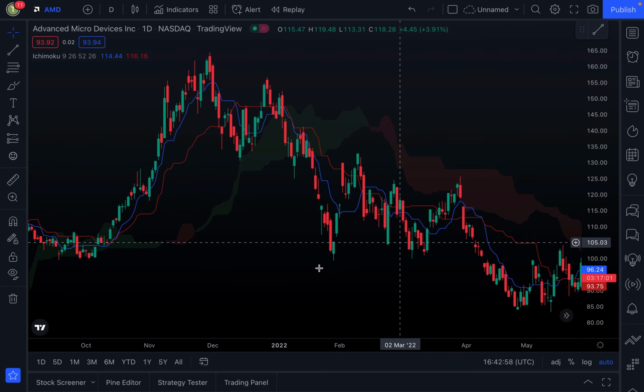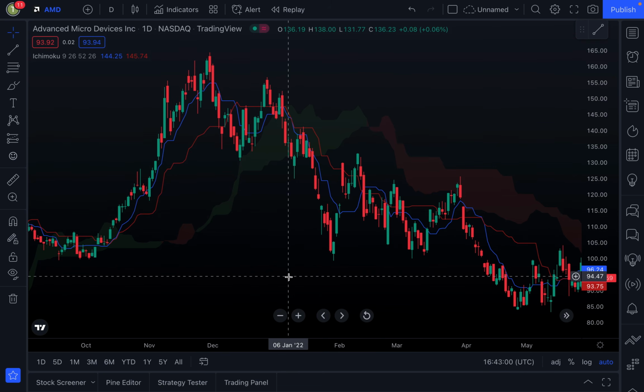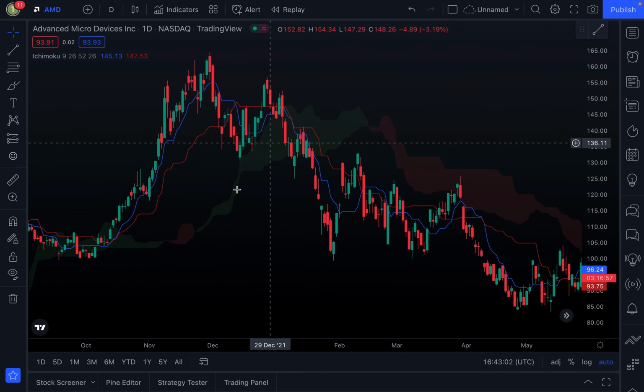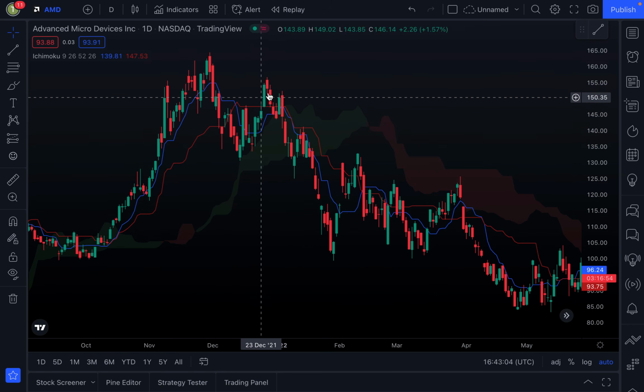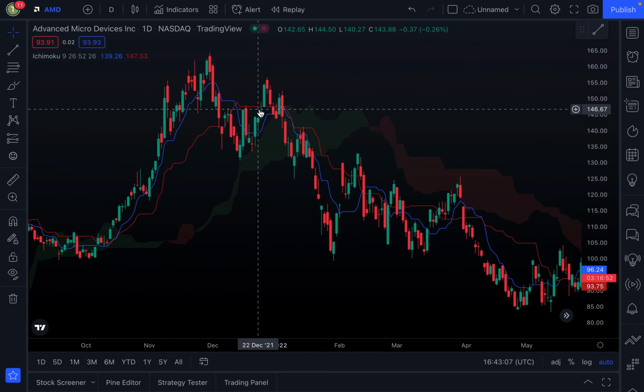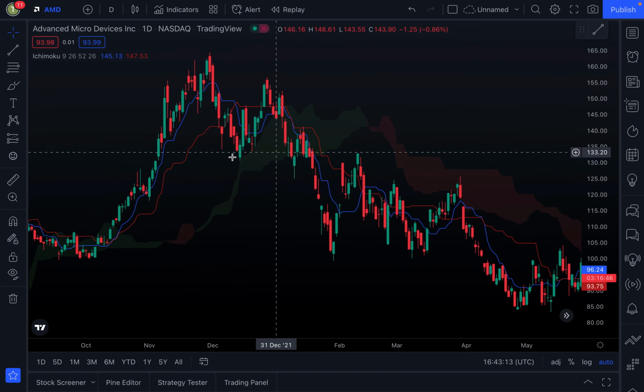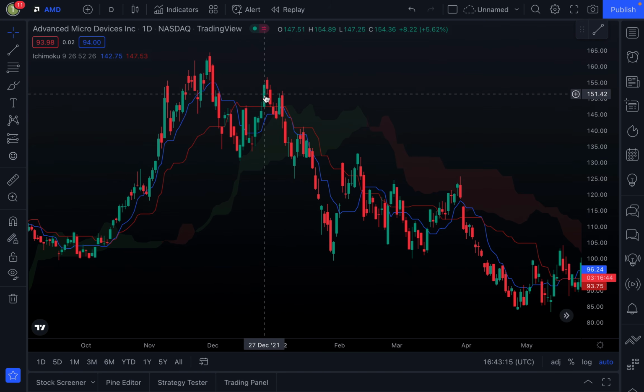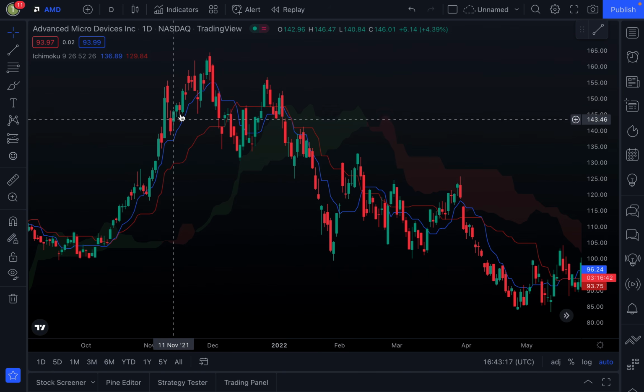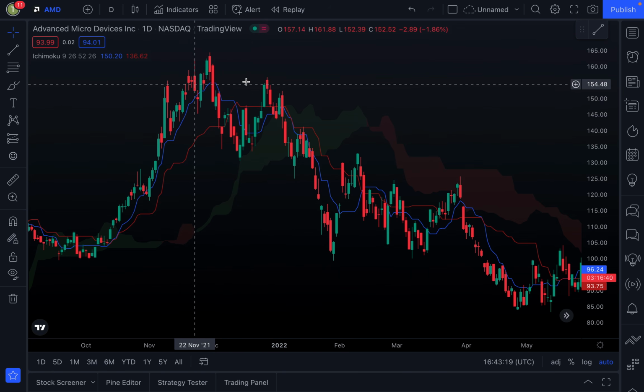So if we go back here, when the cloud is green and the price is above the cloud, that lets us know that this stock is in a strong uptrend. So here again, we see a green cloud. The price was above the cloud. That lets us know that during this time period, AMD was in a strong uptrend.